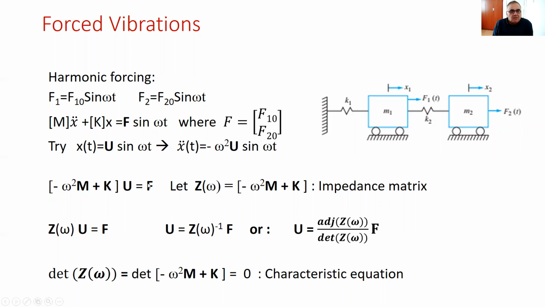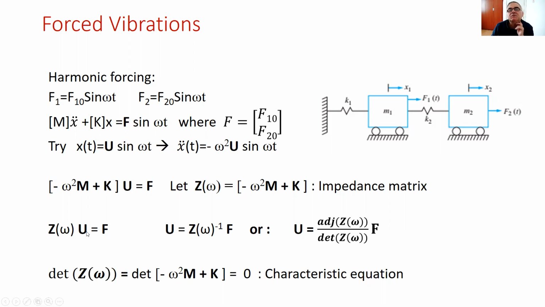Now, it is possible to solve this. This is a matrix equation that contains the frequency term omega inside it. Let's call this matrix Z of omega, which is called the impedance matrix. The impedance matrix is a matrix that describes the system but is a function of frequency. As the frequency changes, the impedance changes. Now, you can write your equation as follows: Z of omega times U is equal to F.